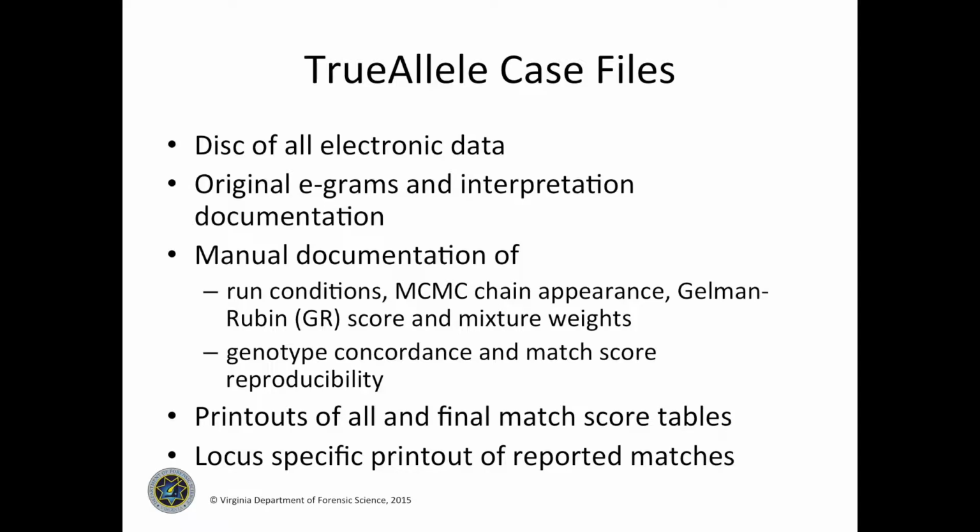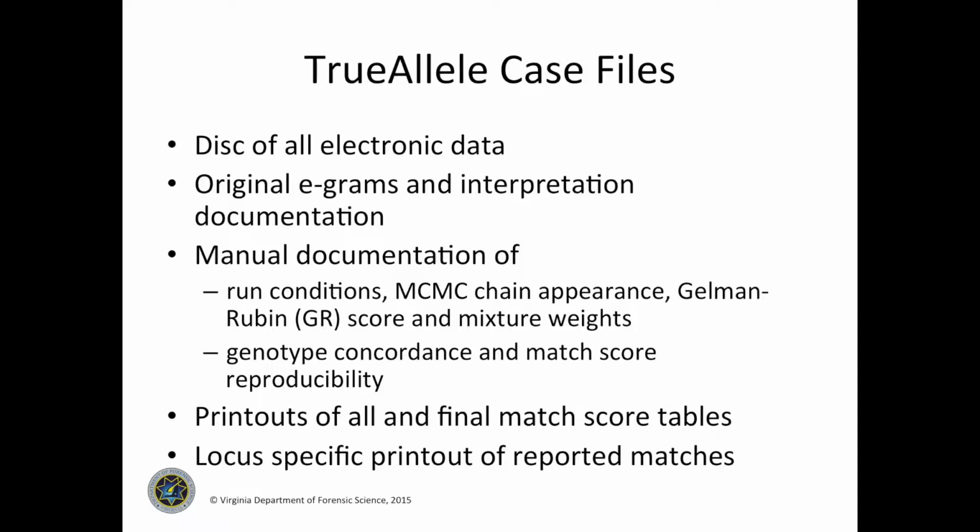Also included in our case file are the original egrams and interpretation documentation. Like I said, we're not a paperless agency, and I in particular do like looking at the original egrams on a piece of paper so I can make notes on it. Our case files also include our manual documentation of our run conditions, the appearance of the MCMC chains, the Gelman-Rubin scores, as well as the mixture weights.